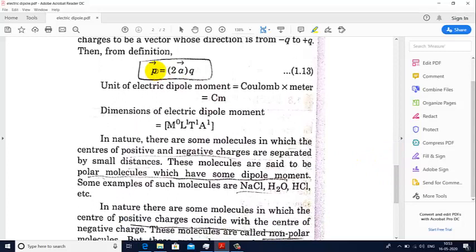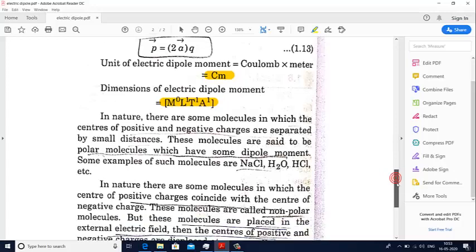Now the unit of dipole moment. Here the charge is in coulomb and a is displacement, which is in meter. So the unit of electric dipole moment will be coulomb meter. We can also write the dimension of electric dipole moment. The dimension of a will be L, because a is displacement, and the dimension of charge is AT. So the dimension of electric dipole moment becomes M0 L1 T1 A1. So these are the dimensions.